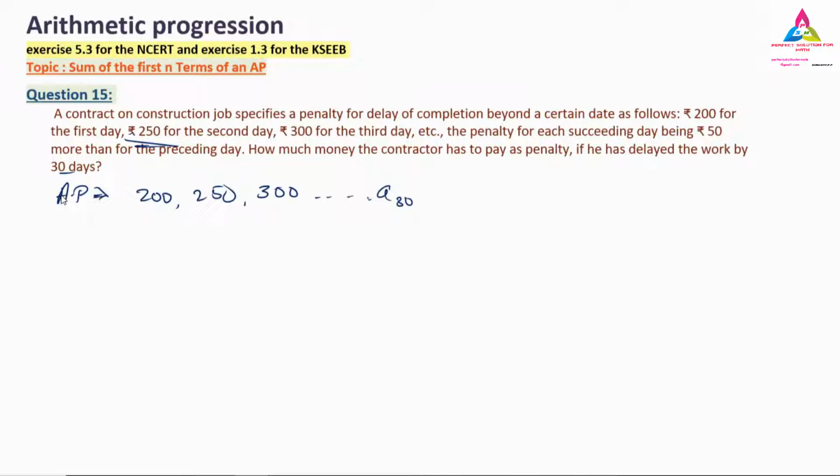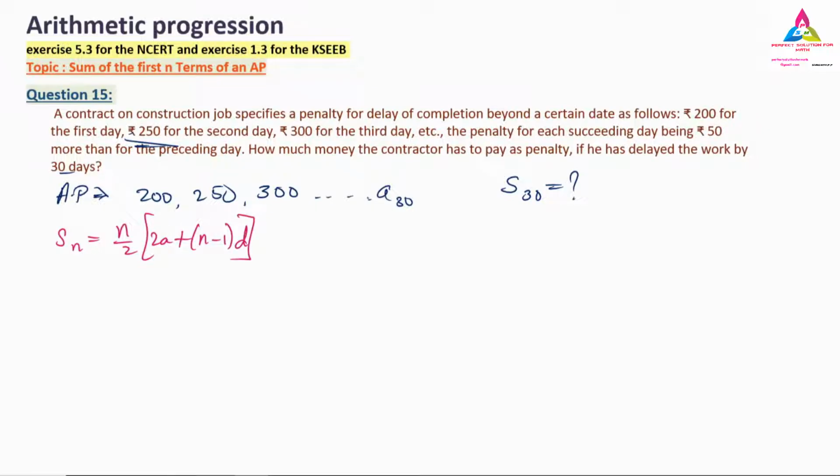So 30 days we have to count. Here the first thing you have to do is find Sn. They have told you to find S30. What is the value of that S30? When you want to find S30, you have to write down the Sn formula. Sn is equal to n by 2 into 2a plus (n minus 1) into d.